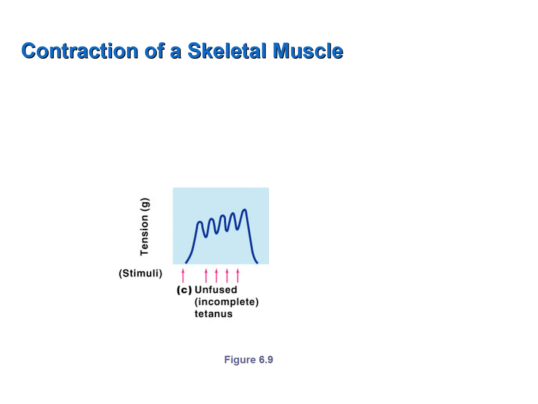So again, we observed that there is a stepwise increase in tension produced by a skeletal muscle with each subsequent electrical stimulation. And this is unfused or incomplete tetanus because there is a small amount of resting of the muscle between subsequent stimulations, as a small amount of calcium moves back into the sarcoplasmic reticulum between stimulations.